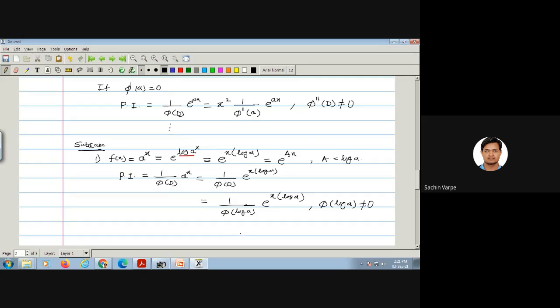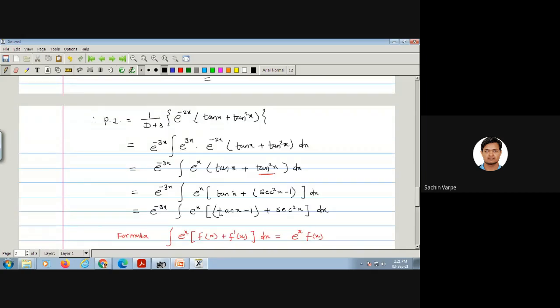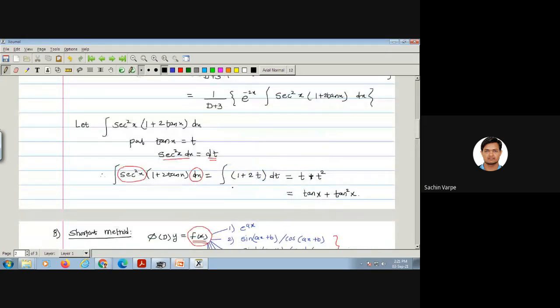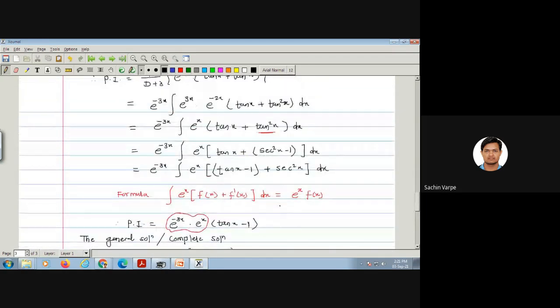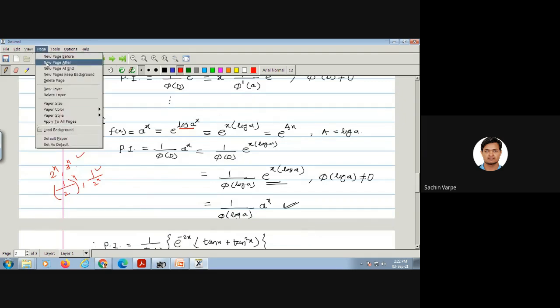Please ask if any doubt. Is it clear? So actually, we can directly write this as, oh sorry, I've added the page in between. That is my mistake. Anyways, here it will be 1 upon phi of log a into a to the power x only, right? Because this is nothing but a raised to x only. So this is your particular integral in this case. So for example, if f(x) is of this form 2 raised to x, 3 raised to x, or 1 upon 2 to the power x, for these functions we can use this sub case rule. Is this clear? Any doubt?